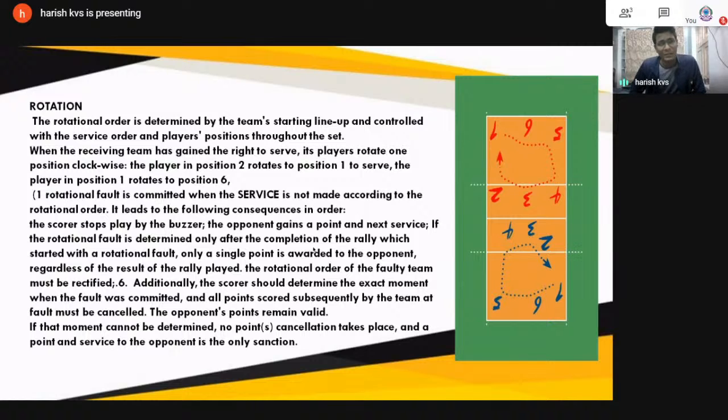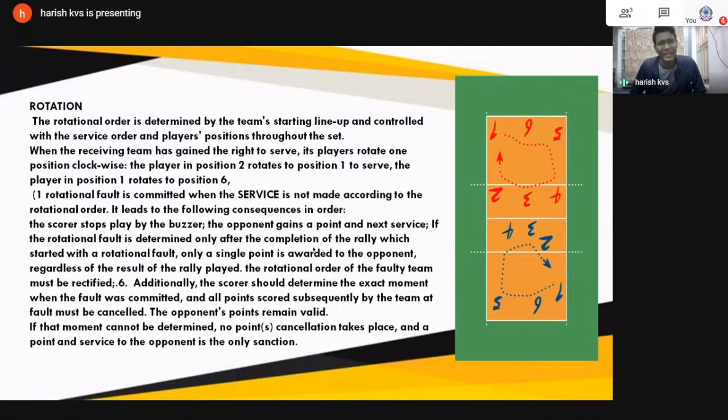So when the receiving team has gained the right to serve, its players rotate one position clockwise. The player in position two rotates to position one to serve. The player in position one goes back to position number six. The position number six player goes back to position number five. And in a similar way, everyone changes their position in a clockwise direction.